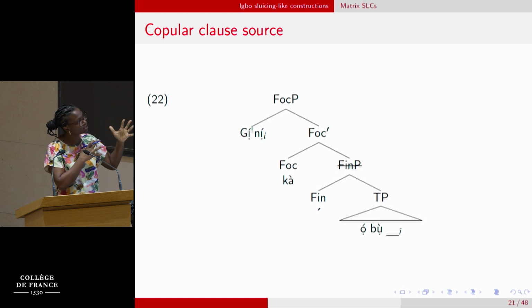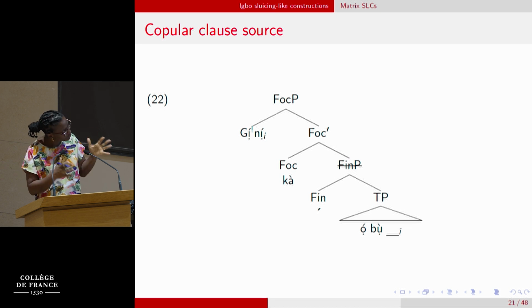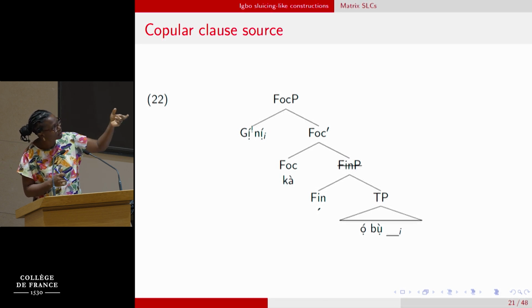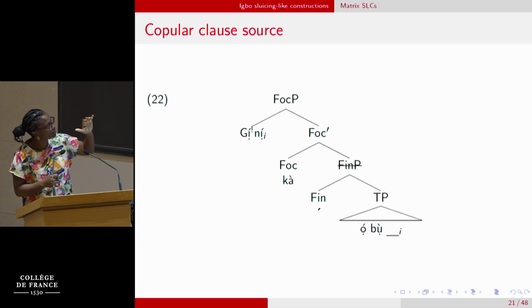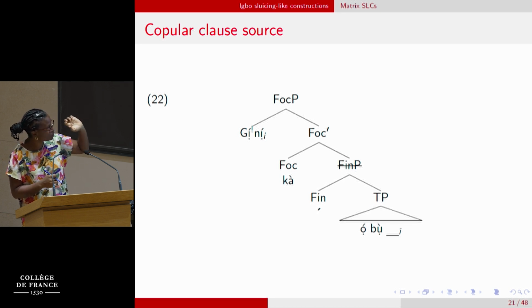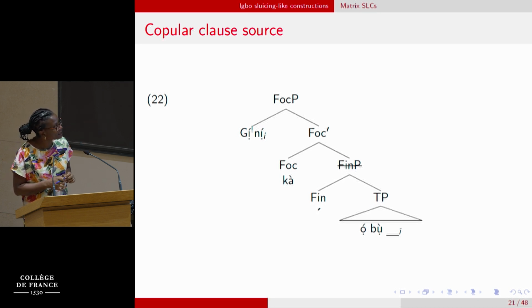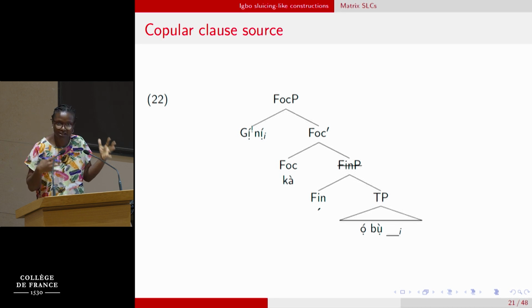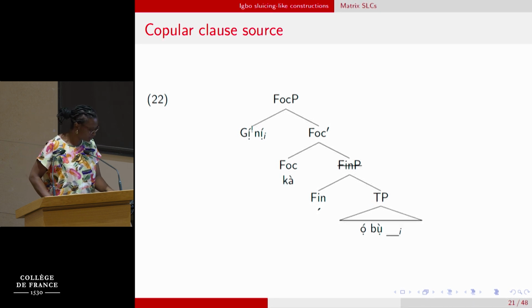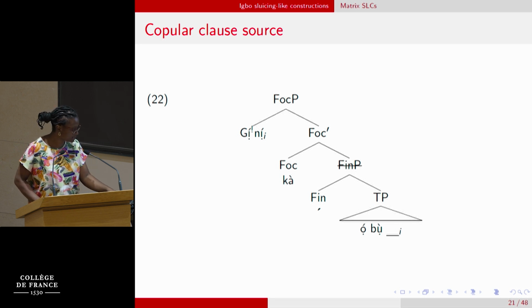So we have the overt movement of the focus element to the specifier of focus, and then we have ForceP, but I'm going to show later why this is not so. And then the FinP is deleted. So everything within the FinP goes along under the ellipsis.